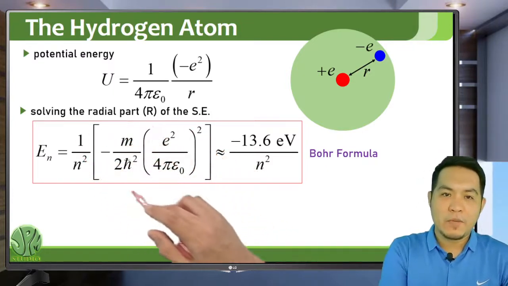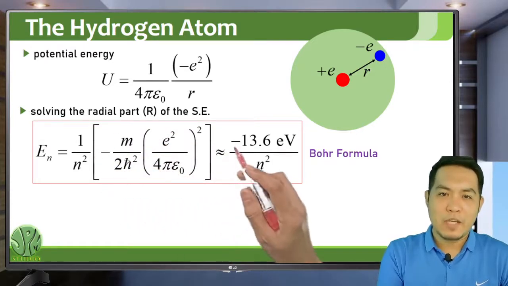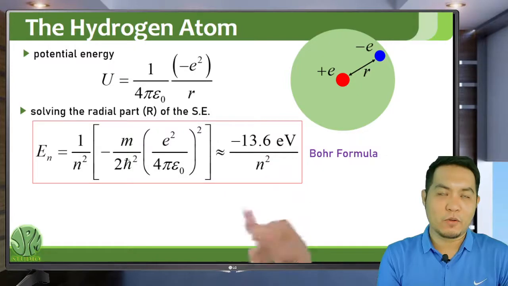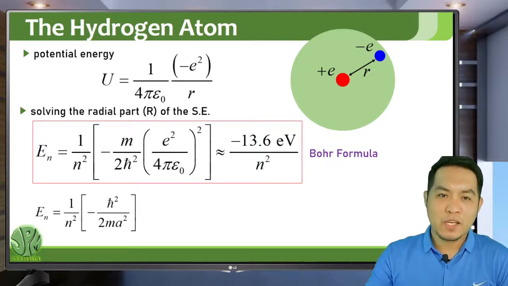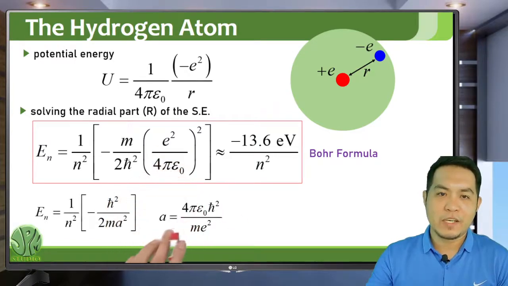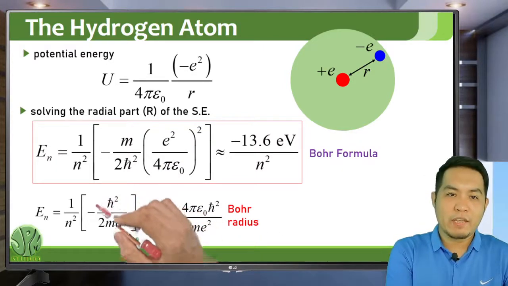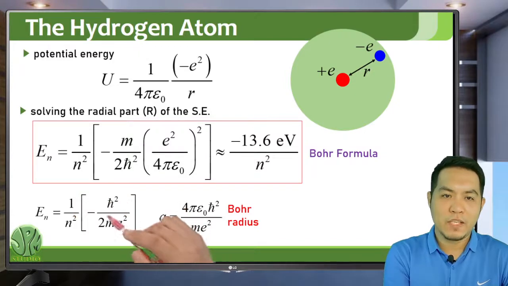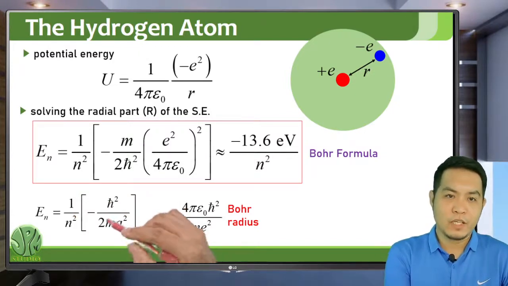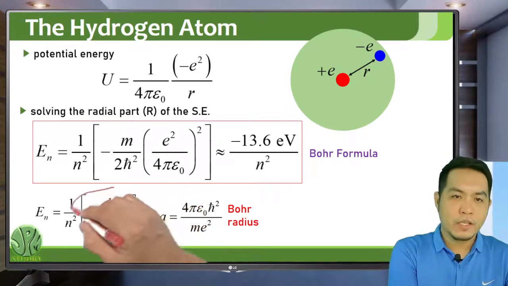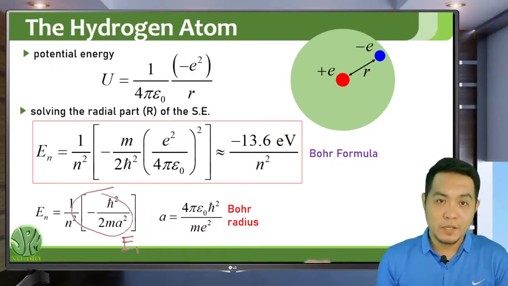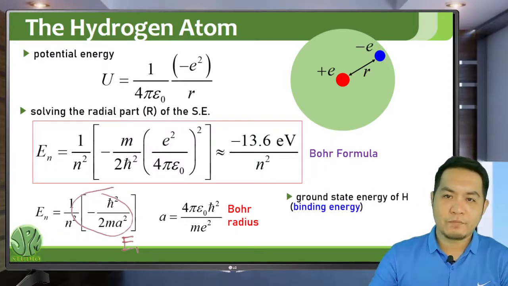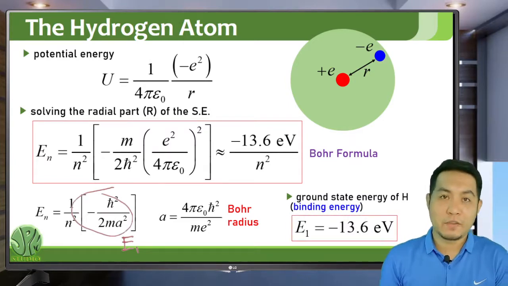So the constant here, the negative value, is approximately negative 13.6 electron volts. And this is what we call the Bohr formula. If we write some of the terms here in terms of a, the Bohr radius, we can also write the Bohr formula similar to this, where a is now the Bohr radius. This is a constant. This term here in the square bracket is actually your E1, the value of the energy when n is equal to 1. That is the ground state of hydrogen, E1, which is negative 13.6 electron volts.